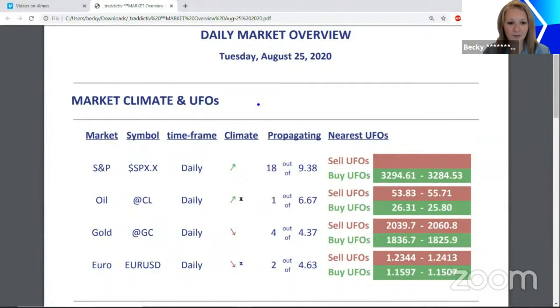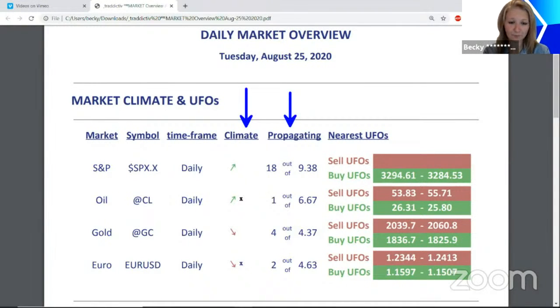Now, like I said, for each of these markets, we want to look at climate, meaning trend, what direction the market is moving in, but more importantly, what are the probabilities associated with that? We see that from our Auto Climate app. I'll show you how we look at it in a minute. We also want to understand propagating. If we're in an upwards trend or an upwards climate, how long can we expect it to keep going up for? If we're in a downwards trend or downwards climate, how long can we expect it to keep going down for?